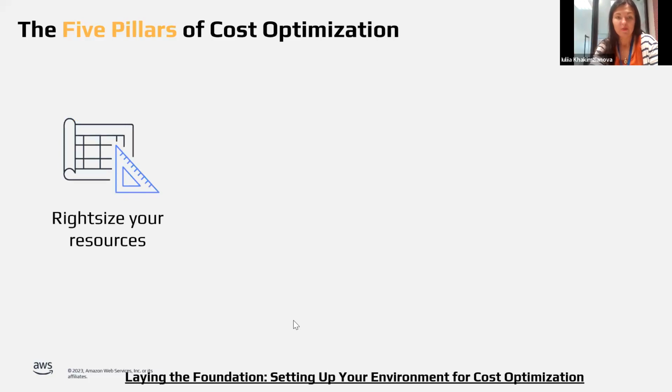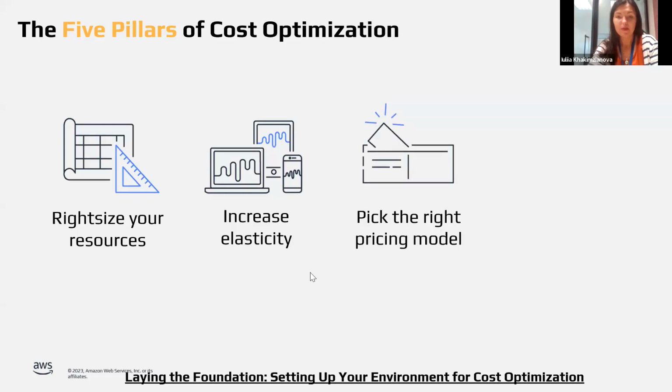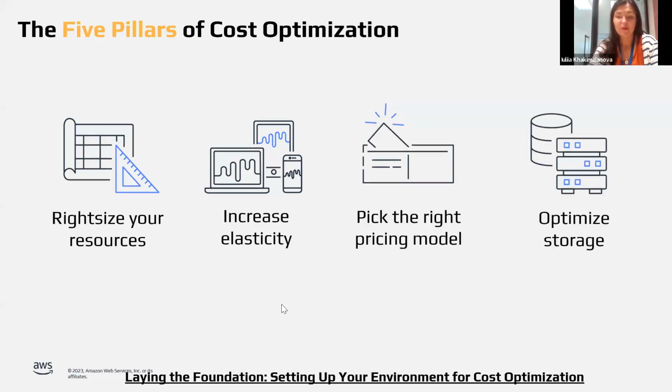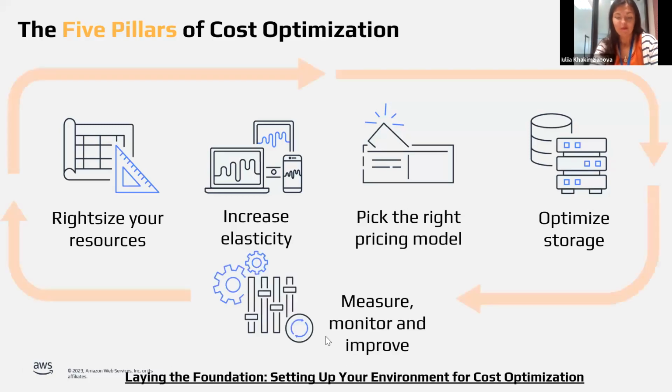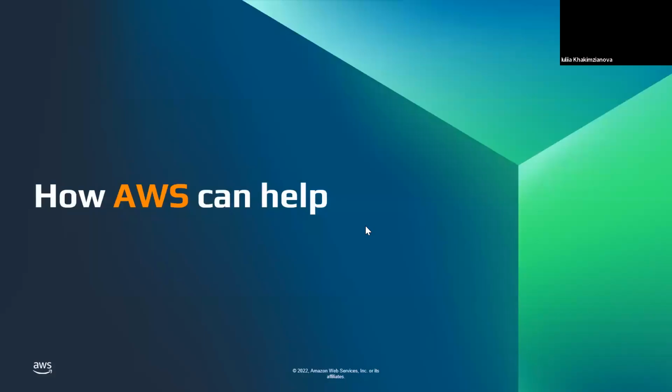So there are 5 pillars of cost optimization. One of them is right-sizing your resources. The second is increase elasticity, pick the right pricing model, and optimize the storage. Those are 4, but what is the fifth? The fifth is ensuring that you are measuring, monitoring, and improving your cost constantly. How can we help you achieve this? Let's go a little bit into the details.